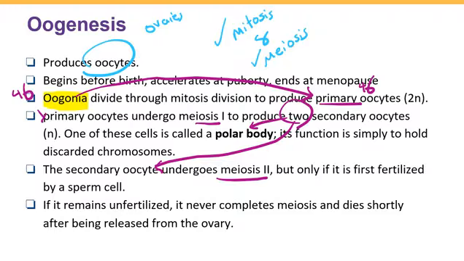Then after puberty, each month a few primary oocytes continue meiosis 1. From one primary oocyte, we get one large secondary oocyte and one very, very small cell called the first polar body. Then the secondary oocyte begins meiosis 2, and it only completes meiosis 2 when it's fertilized by the sperm.